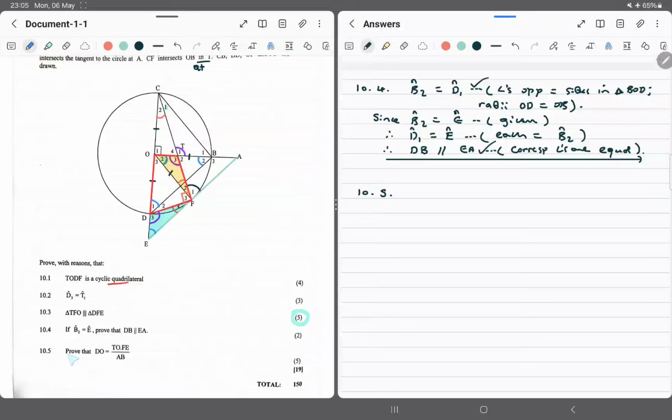All right, 10.5. Prove that DO is equal to TO. Okay, now let's find out where is DO. DO is this side. And then it's going to be equal to TO. TO is that side right there. So TO is part of one of the triangles that we proved. FE is part of the other triangle in the similar triangle, so it's always going to link to them somehow. AB is this guy.